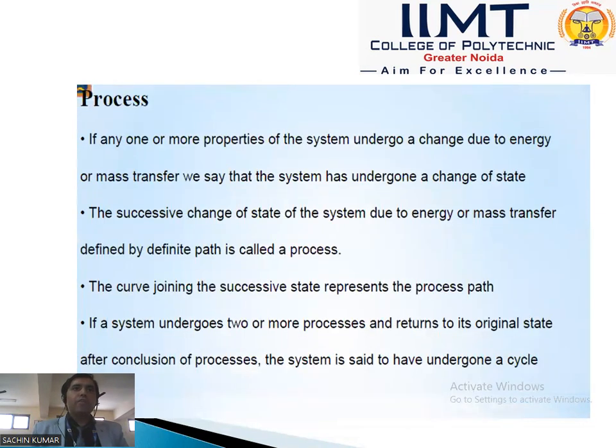A process: if any one property of the system undergoes a change due to energy or mass transfer, we say the system undergoes a change of state. Means any system going from point 1 to point 2, that is called the process. Examples are the isentropic, isenthalpic, isobaric, and isothermal processes. So the changing of state is called the process. Next slide.